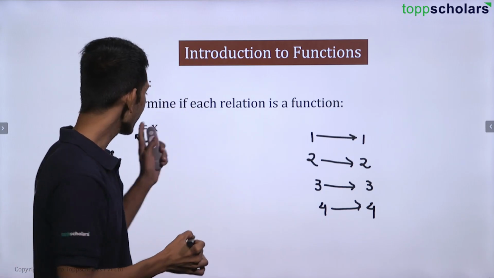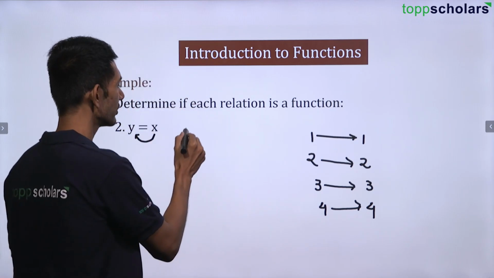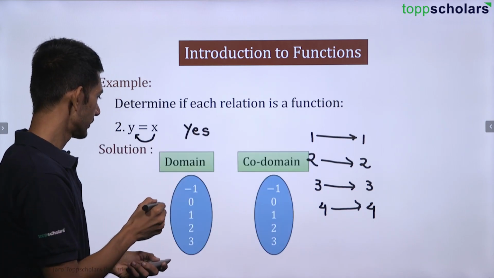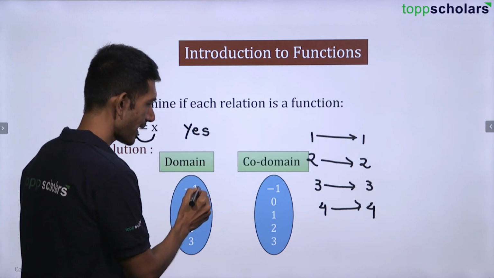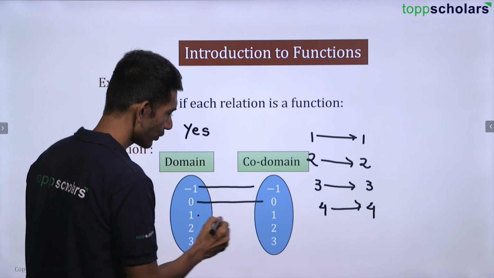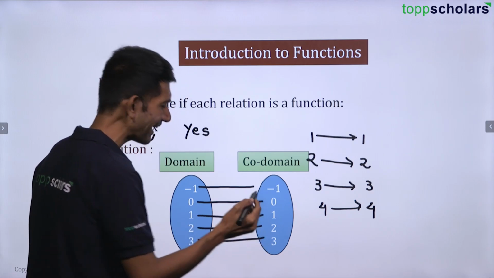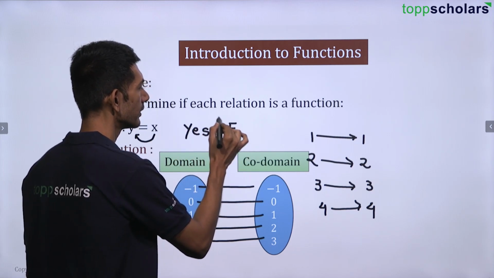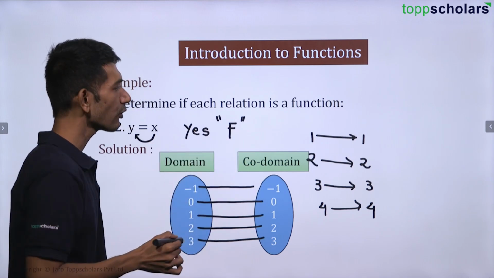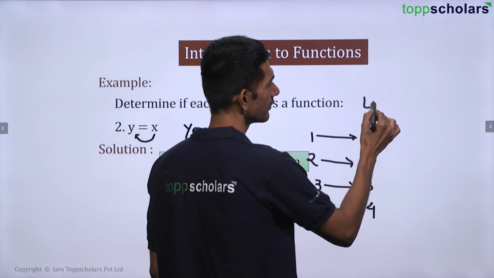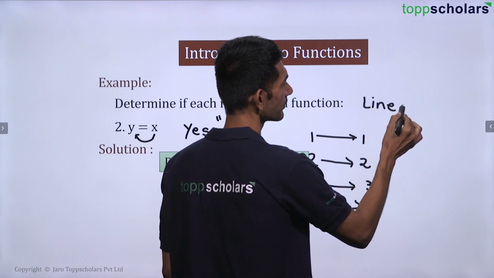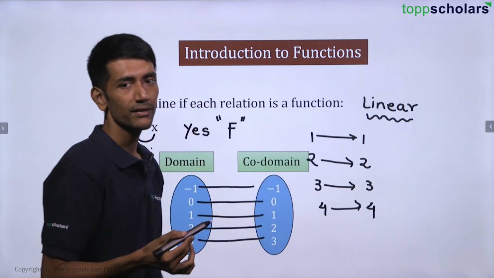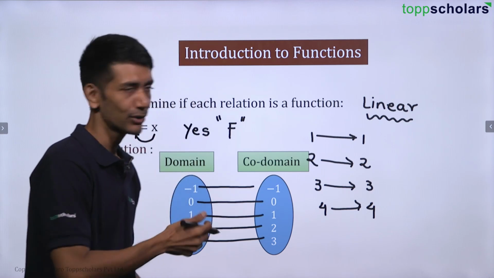In such cases, I can say that y is equal to x. Yes, it is a function. So even if I draw the domain and codomain, minus 1 goes with minus 1, 0 goes with 0, 1 goes with 1, 2 goes with 2, and so on. You can have multiple examples here. So yes, this is a function. And always remember, y is equal to x is also called a linear function. We'll not talk much about this. We'll talk about that when we see some graphs based on it, but not in this chapter.